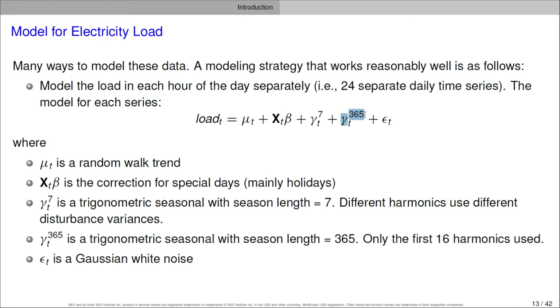Gamma 365 is a day of the year effect modeled as a trigonometric season of length 365. For reasons of parsimony, only the first 16 constituent harmonics are included, and all of them share the same disturbance variance parameter. Remember that for a season of length 365, the constituent harmonics are nearly 180. So we are only taking the first 16 of them. So this will be a fairly smooth seasonal component. Finally, epsilon denotes the noise term, which is modeled as a simple white noise.